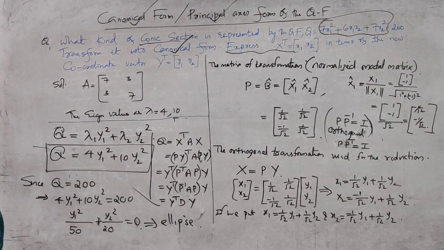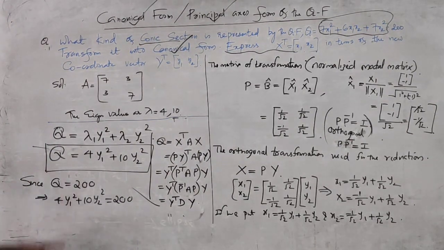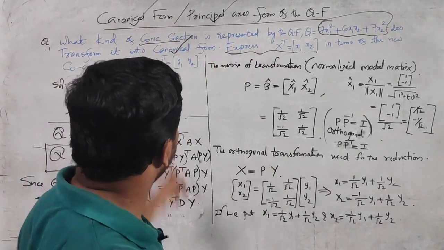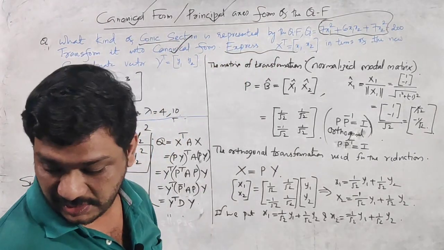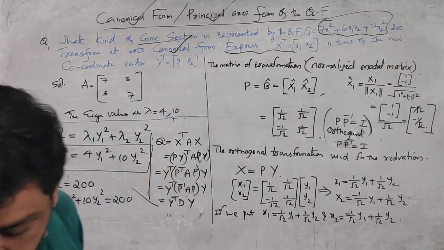So there are 3 types of conics in many problems, but in your syllabus there are only 3 kinds of questions. So this is the problem here. What types of conic section is represented by this quadratic form? Suppose, can you imagine the situation? Suppose in this given problem, they have not given this question.